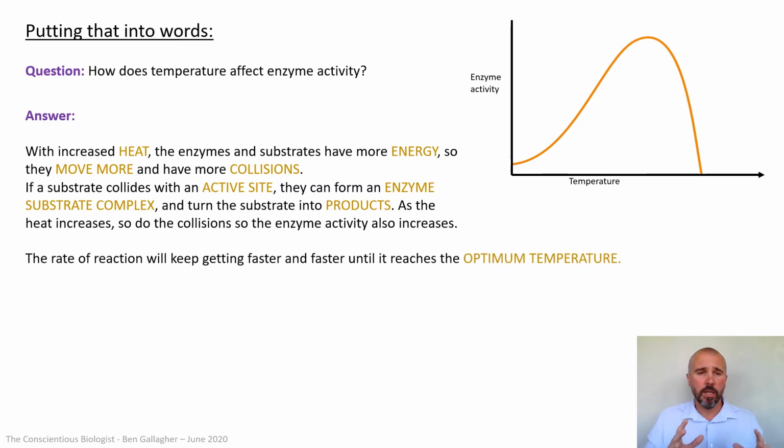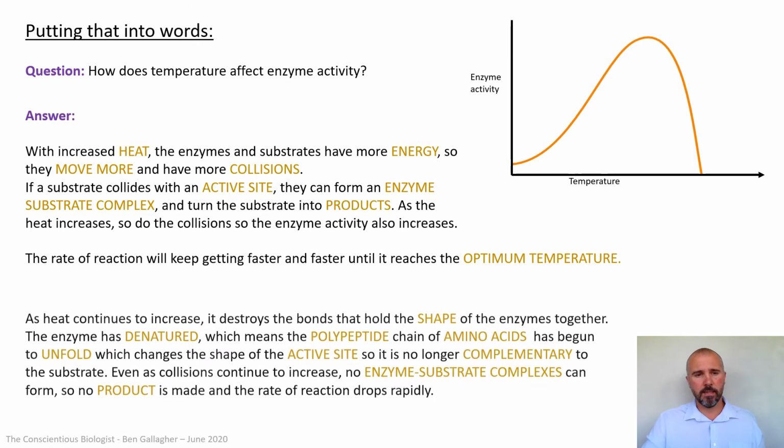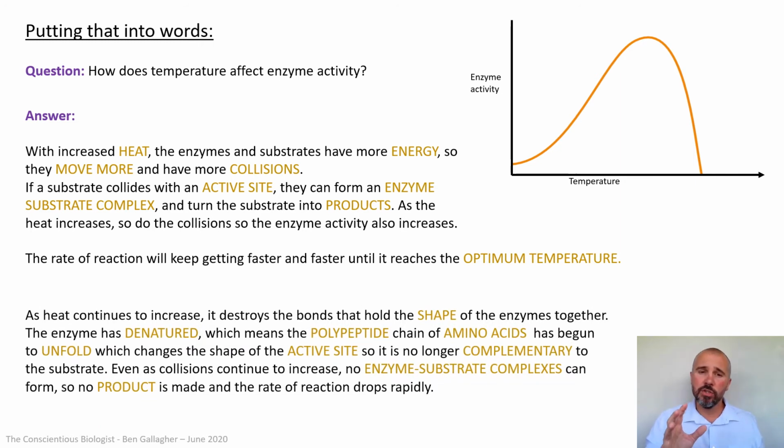A middle bit, the rate of reaction will keep getting faster and faster until it reaches the optimum temperature. So we've now got an 8th mark by including optimum temperature there. Moving on to side B then, as heat continues to increase, it destroys the bonds. Bonds is quite often worth a mark in the exam. That holds the shape, which is essential, of the enzymes together. The enzyme is denatured. Denatured is the most important term here.